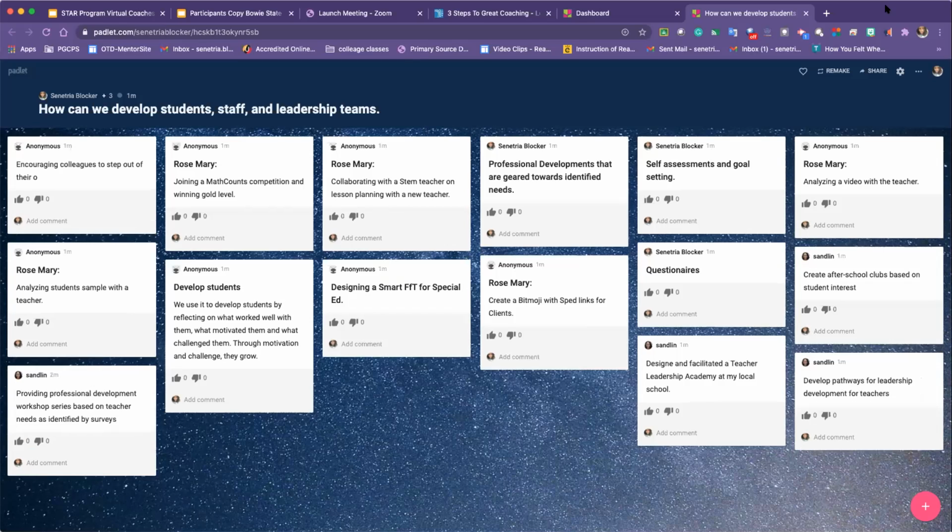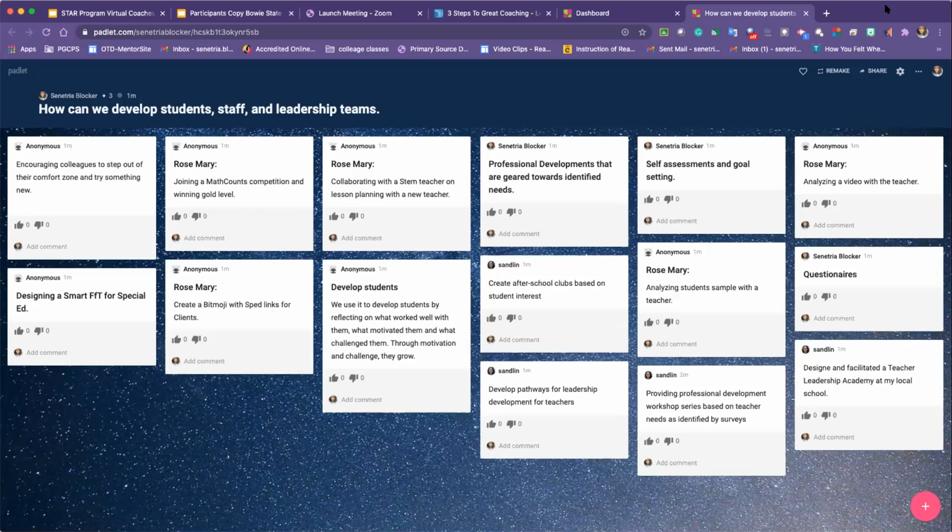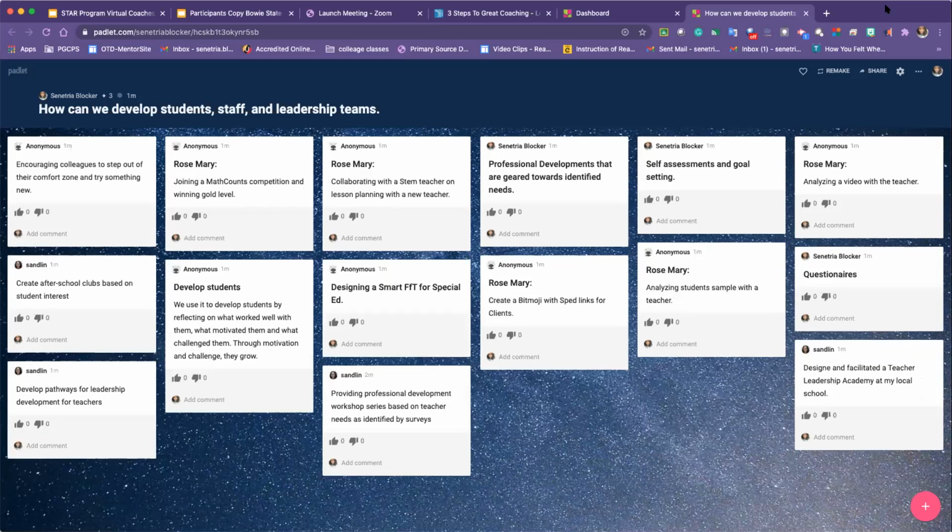Self-assessments and goal setting. We're going to talk a lot about that today. Creating Bitmoji with sped links for clients. So that's one thing that you can do. Our Bitmojis blew up as soon as we found ourselves in virtual times. We started really being able to develop those Bitmoji classrooms so that our students could use those, and having those links to take them directly to where they want to go is a great way to engage. Develop pathways for leadership.